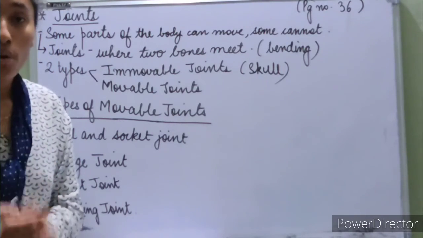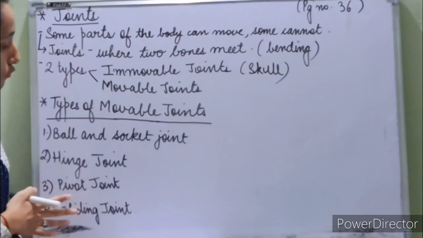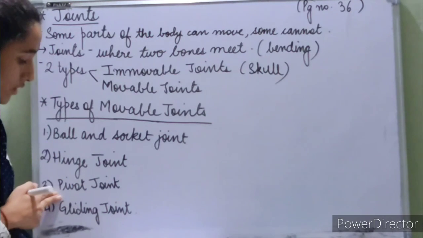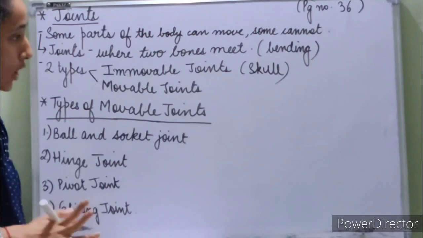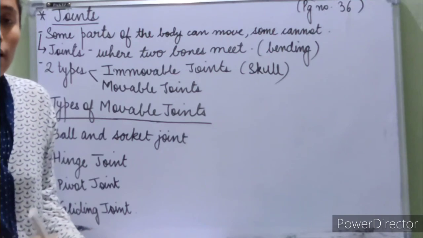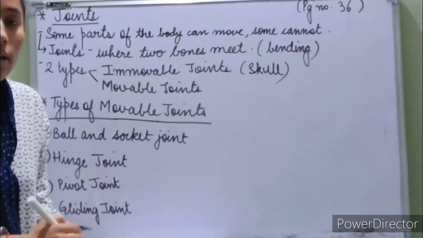So we learnt about joints today. These are the types of movable joints: ball and socket joint, hinge joint, pivot joint and gliding joint. So this is the topic for today. Please revise this and read the topics thoroughly from your book. That is all.